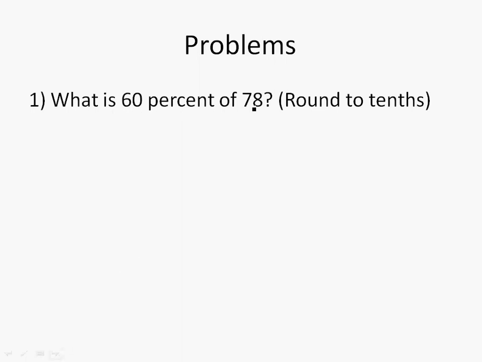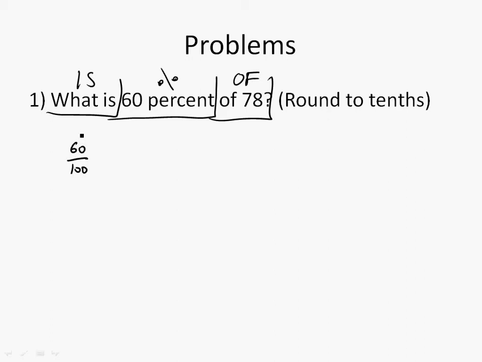So let's go ahead and do that. What is 60% of 78? And just like before, we want to identify the is, the percent, and the of. So now let's go ahead and set our equation up. 60%, again we need to change that to a decimal, so we're going to do 60 divided by 100 times 78, and that'll give us the is part.